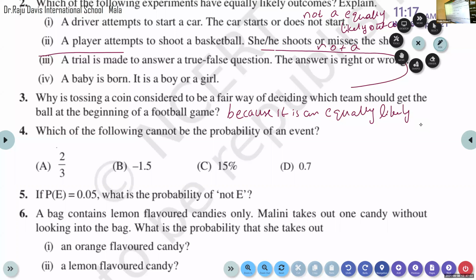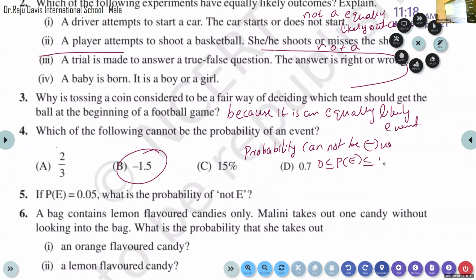Okay. Which of the following cannot be the probability of an event? Negative 1.5. Which one? Negative, because probability lies between 0 and 1. It cannot be negative. So the answer is negative 1.5. Probability cannot be negative. 0 is less than or equal to the probability of an event, which is less than or equal to 1.